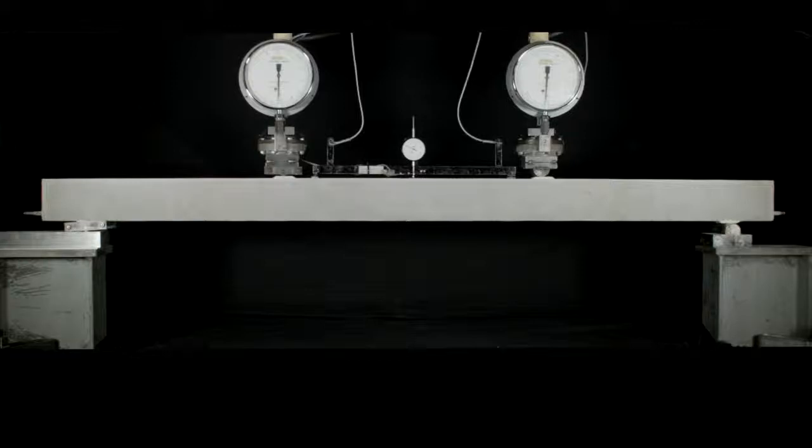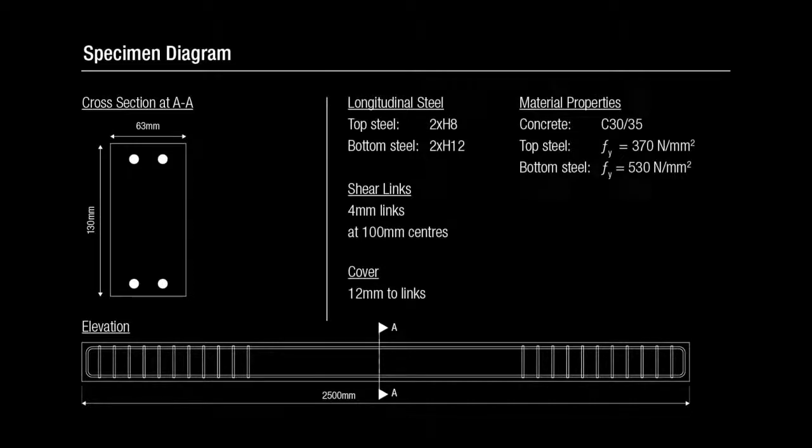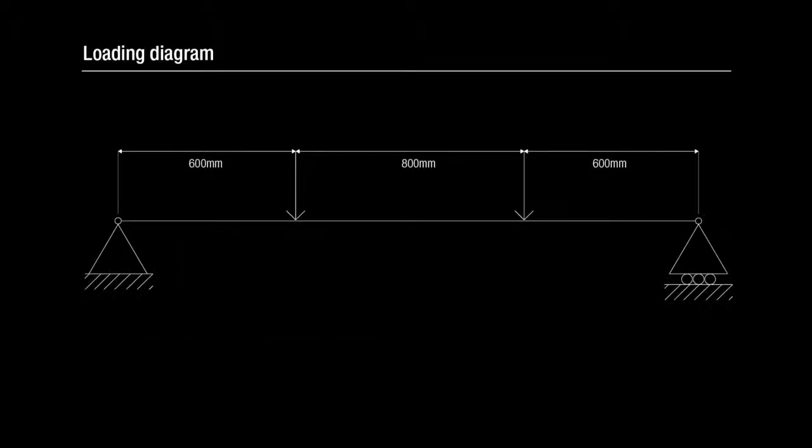This video shows an over-reinforced concrete beam being tested in bending. The specimen is made from concrete containing regular Portland cement. The rebar is regular reinforcing steel. The loading diagram shows the beam being subject to 4-point bending.